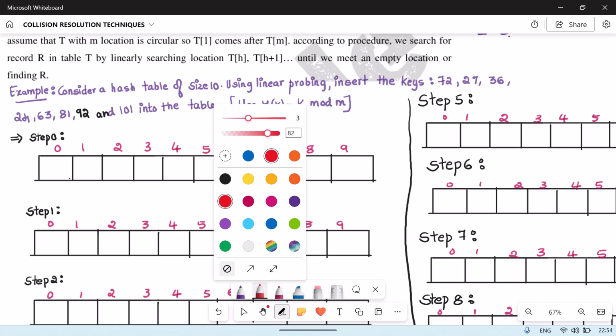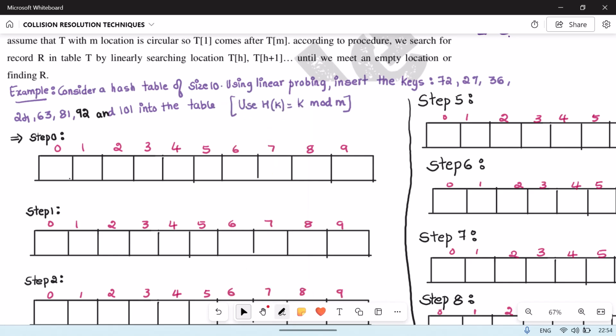Okay, so consider a hash table of size 10. Use linear probing to insert the keys 72, 27, 36, 24, 63, 81, 92, and 101 into the hash table. And they have also given us the hash function h(k) = k mod m. Now, what you're supposed to do is insert one element at a time.